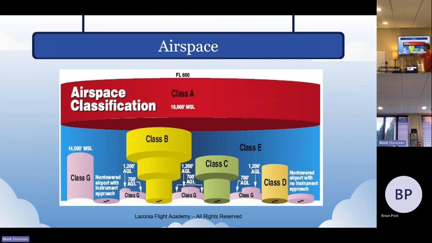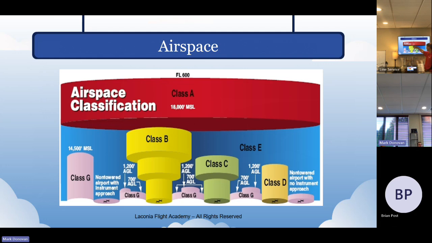Class Golf is where we're at today. We're sitting here in Class Golf airspace. That's from the ground up to 700 feet or 1,200 feet, in rare cases up to 14,500. Above Class Golf is Class Echo airspace. That is controlled airspace as well, and you don't need to be talking to air traffic control, but it is considered controlled space. The only uncontrolled space where ATC doesn't talk to you is here in Class G.